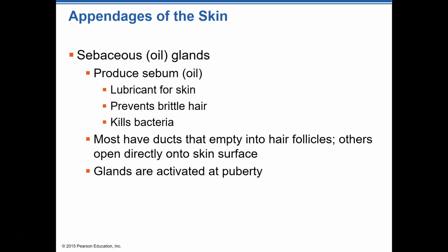Sebaceous glands produce oil, or sebum. It's a lubricant for the skin. It prevents our hair from getting too brittle, and it kills bacteria. What's interesting is that one of the things we do with our hair care products is make sure our hair isn't oily. We wash all the oil out of our hair. And actually, that is intended to protect our hair.